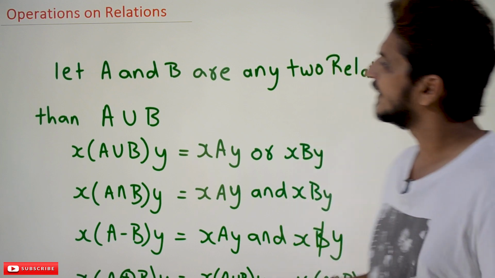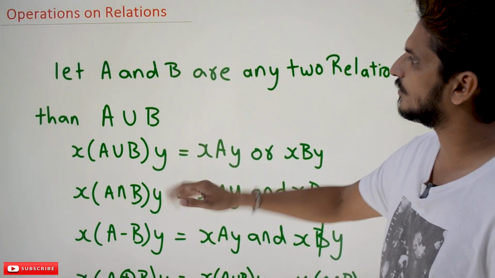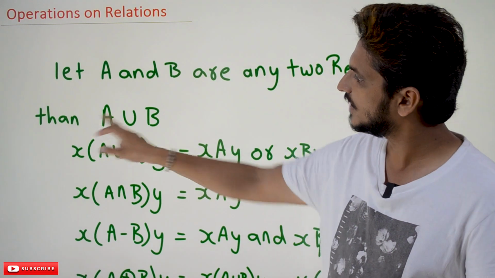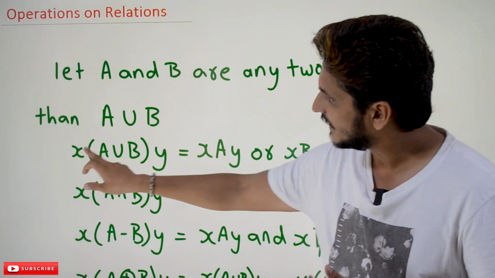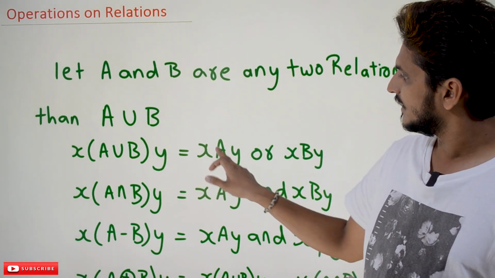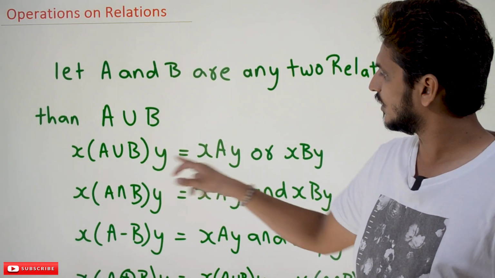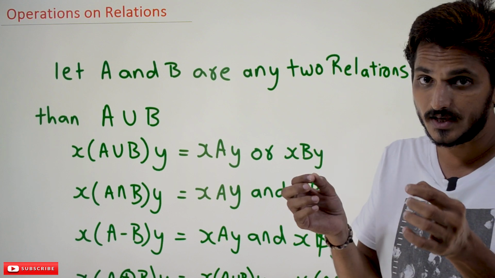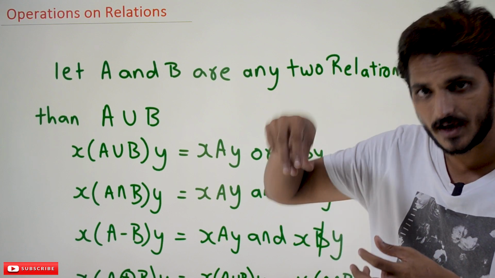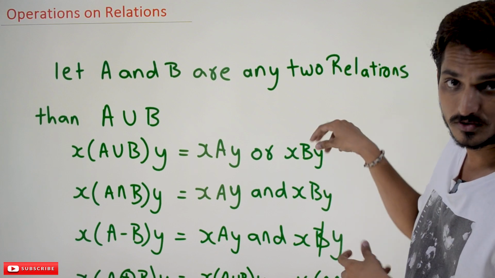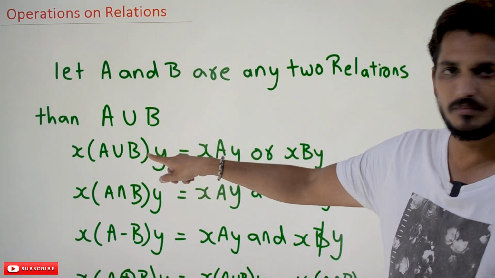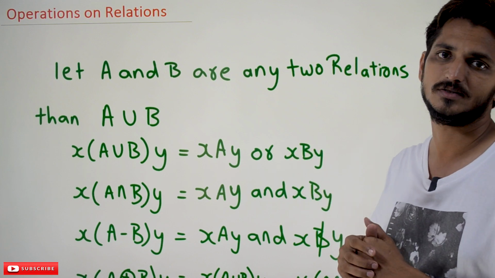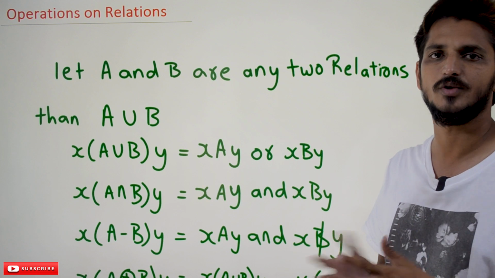Coming to today's class, it is very simple to understand. We already know these operations. Let A and B be any two relations. Then A union B is given as (x, y) belongs to A union B if and only if (x, y) belongs to A or (x, y) belongs to B. What's the meaning of this? (x, y) is an ordered pair that belongs to the relation A, or (x, y) is an ordered pair that belongs to the relation B. So A union B means you take any ordered pair that belongs to A or that belongs to B. That is what the union operation means, same as the set union.